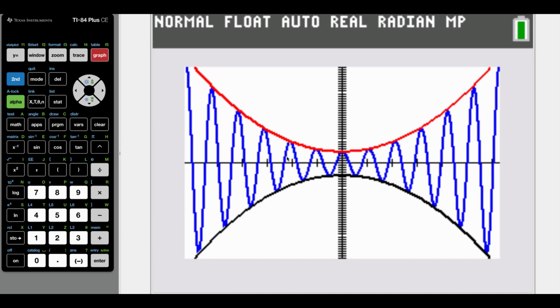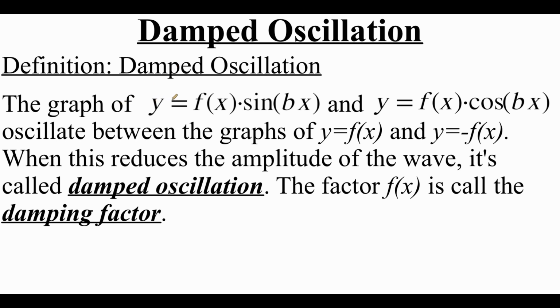So as we see the height of our waves getting squeezed down in the middle, we call that damping. And that function that we're multiplying by, that x squared plus 5, that's called our damping factor. So the graph of y equals f of x times the sine of bx and y equals f of x times the cosine of bx, those oscillate between the graphs of y equals f of x and y equals negative f of x. When this reduces down the amplitude of the wave, we call that damped oscillation, and that f of x that we're multiplying either our sine or our cosine by is called our damping factor.